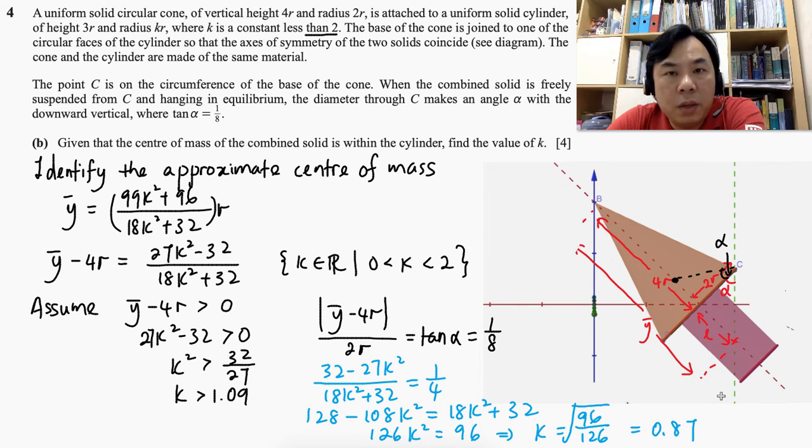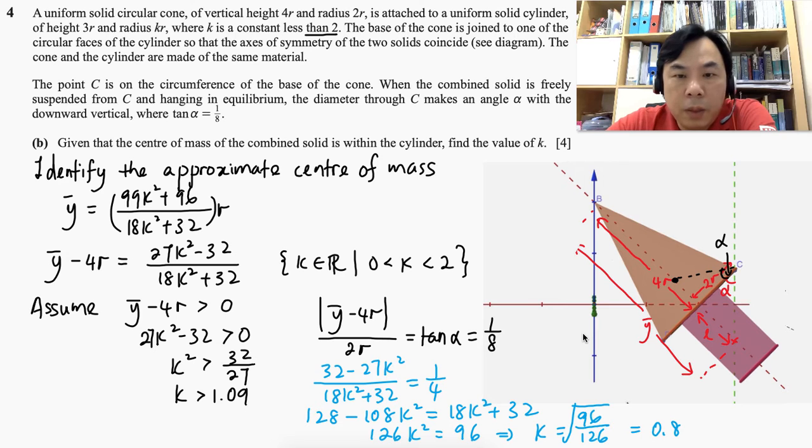Therefore in this case it's possible that the value of k could be 0.87 if the center of mass is somewhere here, right? Now that would clear your confusion as to how do we know whether the center of mass is somewhere there or on top there, right? All right.